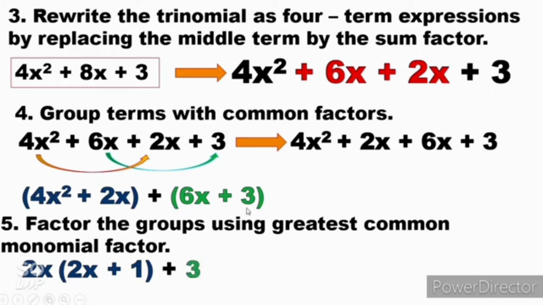Next, second group, 6x plus 3, common factor is 3. So, divide natin. 6x divided by 3, the answer is 2x. And then 3 divided by 3 equals positive 1. Okay, so yan yung factor ng pangalawang binomial natin or pangalawang group. Okay, now we have 2x times the quantity of 2x plus 1 plus 3 times the quantity of 2x plus 1.